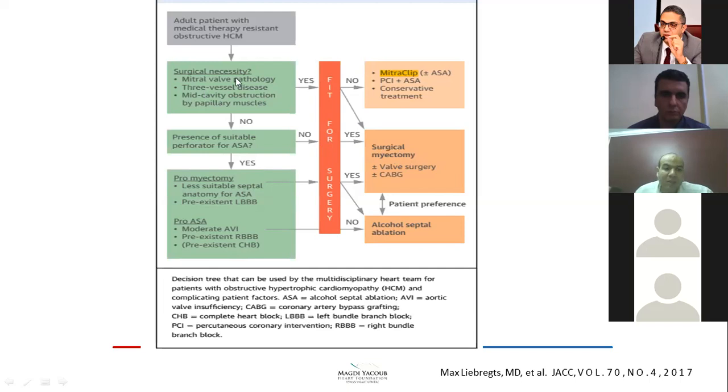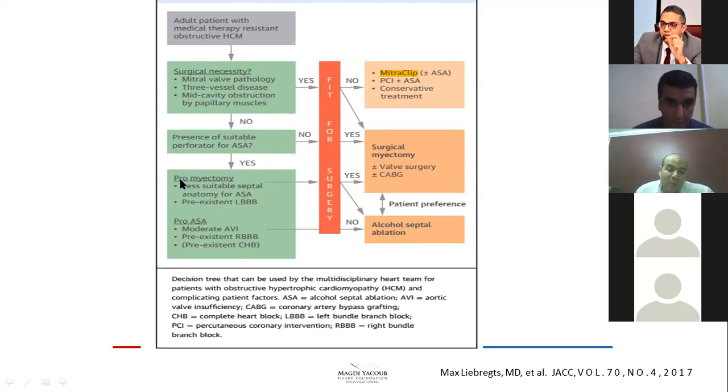If the patient does not have any of these, we will ask about the presence of a suitable septal perforator for alcohol septal ablation. If it is not present, there is no option for alcohol septal ablation. We will go for surgery if the patient prefers surgery.